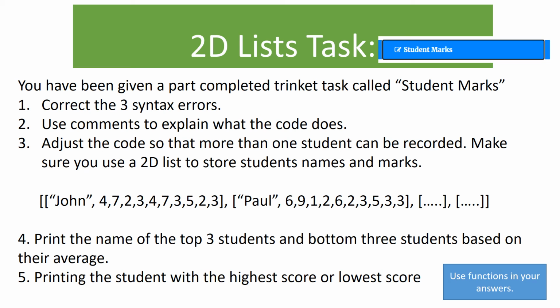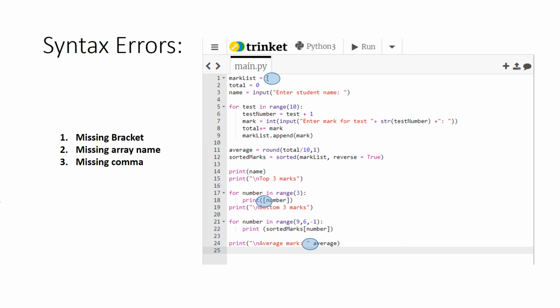Then I want you to adjust the code, and this is the more challenging part, so that more than one student can actually be recorded. You're going to have to use 2D lists for this, so storing students' names and marks in the way I've shown on the screen. Part 4 is to print the names of the top 3 students and the bottom 3 students based on their average scores. And then finally, print the students with the highest and lowest scores. Please make sure you're using functions and procedures for this task.